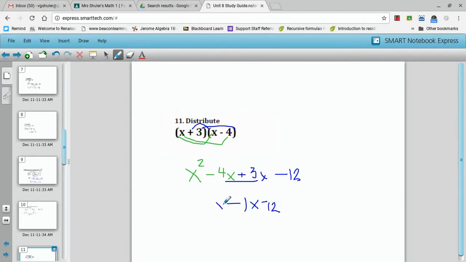And the x squared is in the front. So x squared minus 1x. I don't need the 1, but you can put the 1 there. X squared minus x minus 12 is your answer.